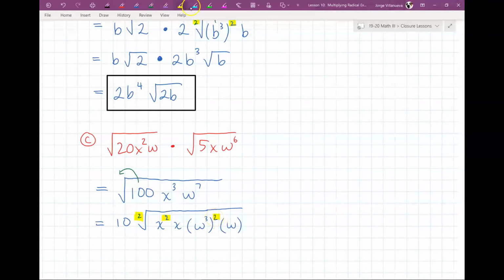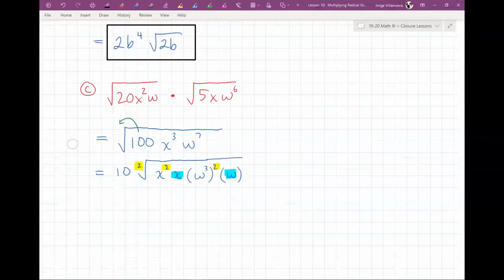Okay, the only thing that's going to remain inside of the radical is this stuff here and this stuff here, because they will not be able to leave. So let me go ahead and write this out. This is 10. The x squared is just going to become an x because that's what's going to leave, just the x. And the w to the third is going to leave. Okay, and then the rest of it is going to be square root of x w.